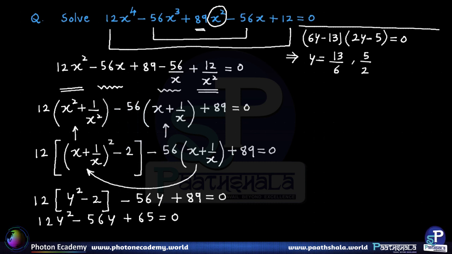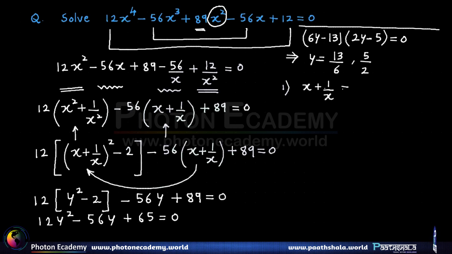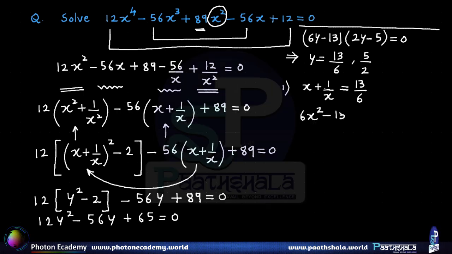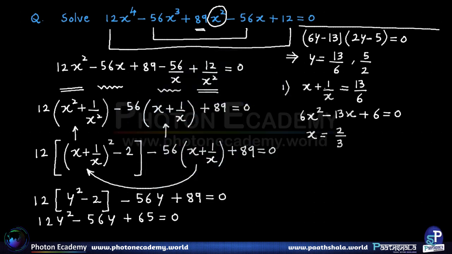Let's consider the first case, that is y, which is x plus 1 upon x, equal to 13 upon 6. On solving this, we get the quadratic equation 6x squared minus 13x plus 6 equal to 0, which when we solve, we get the two roots as x equal to 2 by 3 and x equal to 3 by 2.